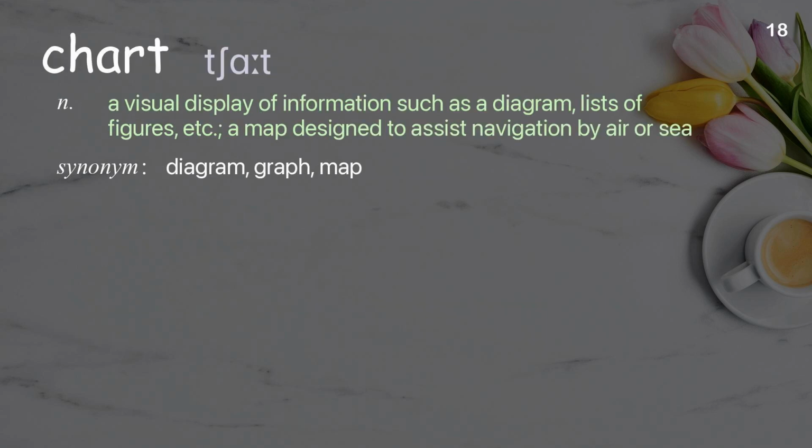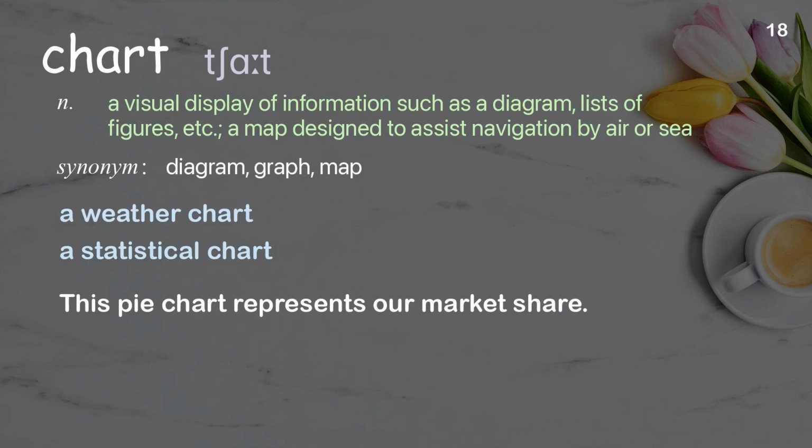Chart. A visual display of information such as a diagram, lists of figures, etc., a map designed to assist navigation by air or sea. Examples: a weather chart, a statistical chart. This pie chart represents our market share.